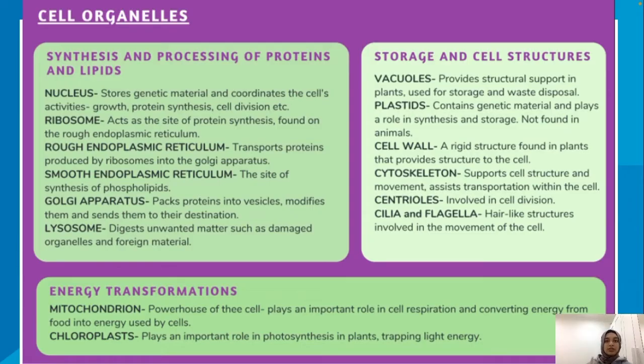So remember, there are two types of endoplasmic reticulums, or ERs. We've got the rough one and the smooth one. So the rough ER transports proteins produced by ribosomes, like we initially talked about, into the Golgi apparatus. Whereas the smooth ER is the site of synthesis for phospholipids.